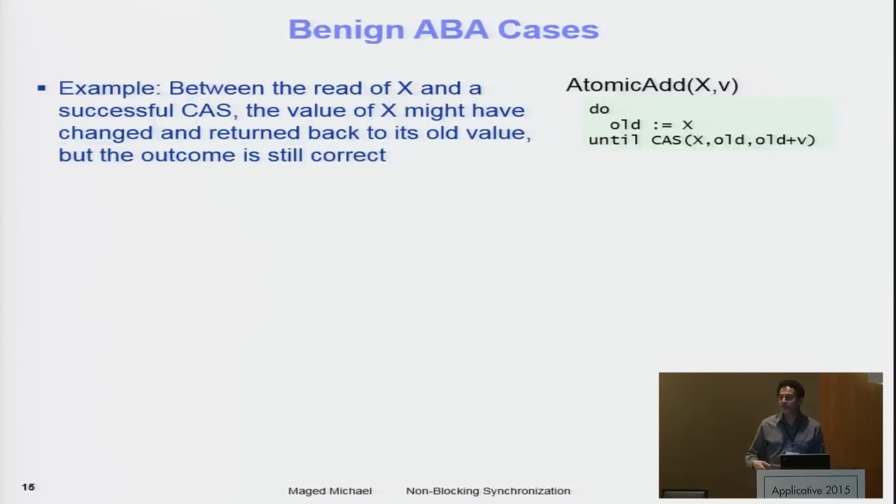As we'll see in this example, the atomic add or increment using compare and swap doesn't matter. I could read the value, let's say 1,000, in the read part, and someone changes it to 1,010, and then decrements it later to 1,000 again, and then my compare and swap succeeds. That's okay, no harm done. So the ABA problem, in this case, is benign.